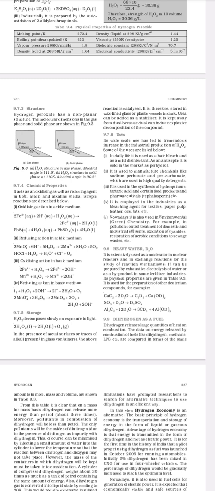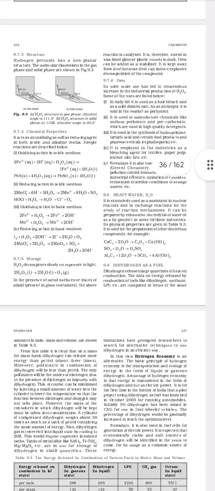It is used in synthesis of hydroquinone, tartaric acid and certain food products and pharmaceuticals, etc. It is employed in industries as a bleaching agent for textiles, paper pulp, leather, oils, fats, etc. Nowadays, it is also used in environmental chemistry, for example, in pollution control, treatment of domestic and industrial effluents, oxidation of cyanides, restoration of aerobic conditions to sewage waste, etc.